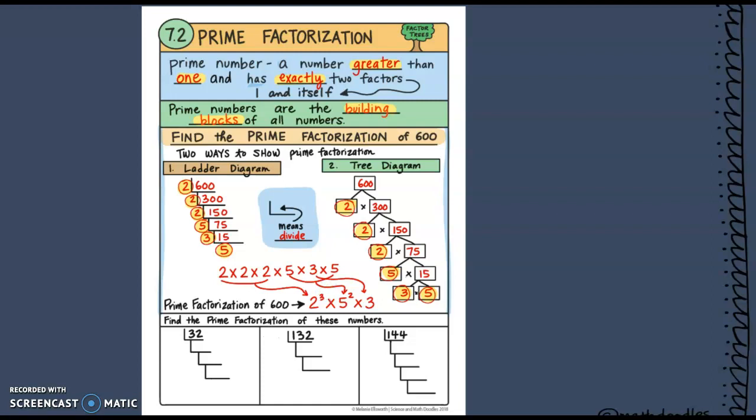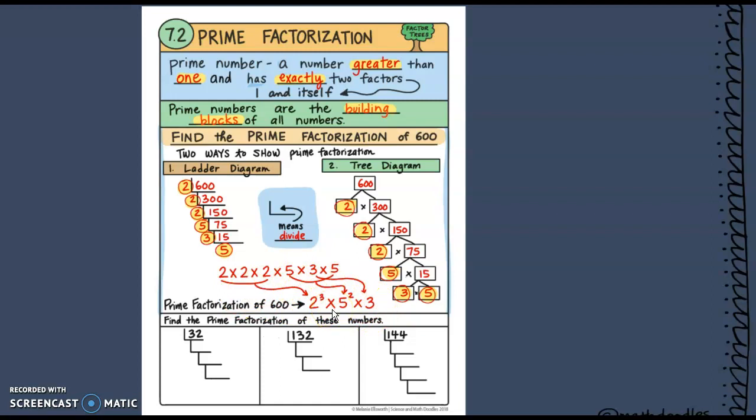You could also write that in exponential form. We learned about exponents yesterday. That will be 2 to the third power times 5 to the second power. Sorry, there are 2 5s times 3. So that gives us the same answer.